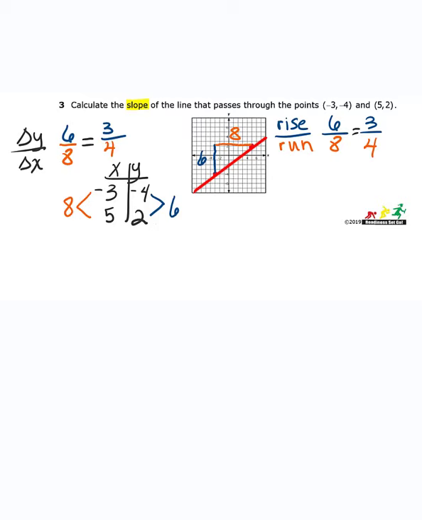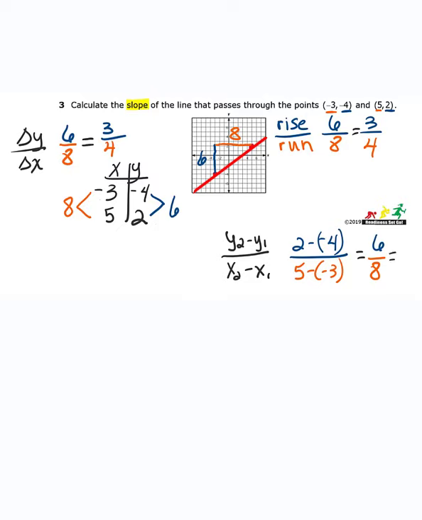And now the third method was the slope formula, which was y2 minus y1 divided by x2 minus x1. And so when I look at my y values, I have 2 minus -4 divided by 5 minus -3. So 2 minus -4 is going to give me a +6. 5 minus -3 is going to give me a +8. And when I simplify 6/8, that is going to give me 3/4, like the other methods that I used.